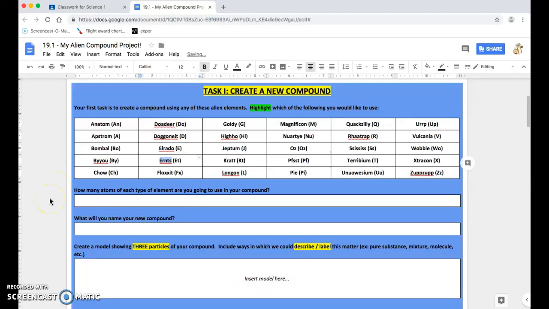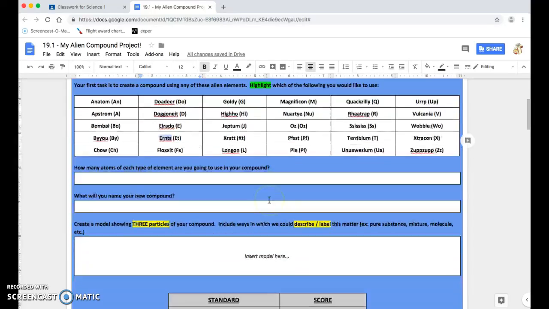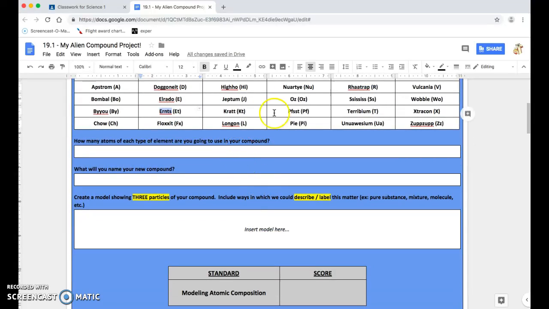So first and foremost, you need to tell us which elements you want to use, and then you need to tell us how many atoms of each type of element you're going to have in your compound as well. So there you just have to tell us, okay, I want 2 Oz atoms, 1 extracon, and 1 chow. So you just tell us how many of each of them.